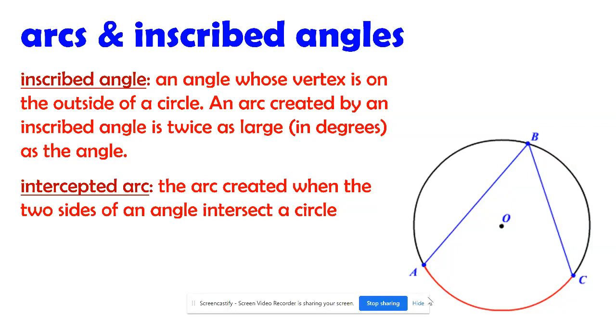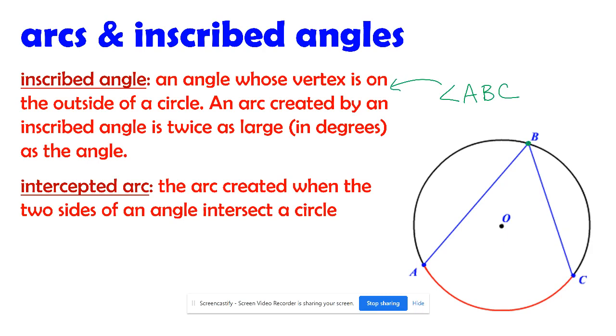All right, our next circle lesson is on inscribed angles and arcs. An inscribed angle, like it says here, is an angle whose vertex is on the circle, not on the outside of the circle. If you look at this diagram, the angle at point B, angle ABC, is an inscribed angle because point B, the vertex, is on the circle.